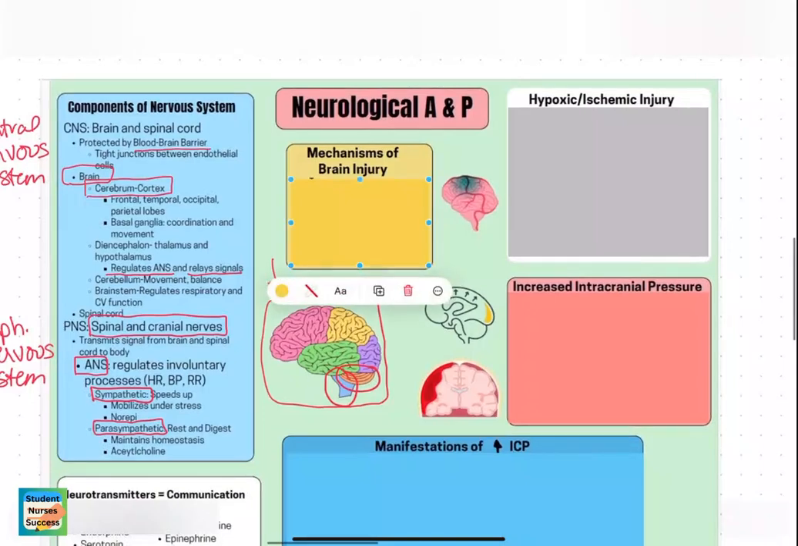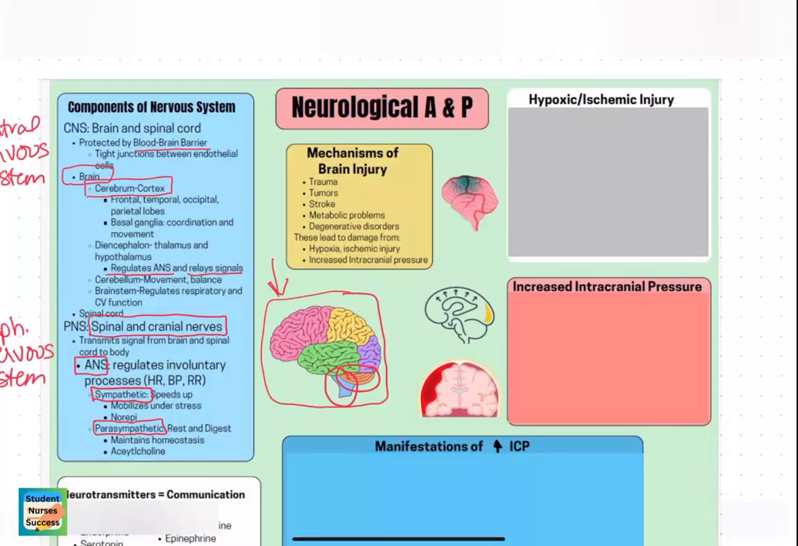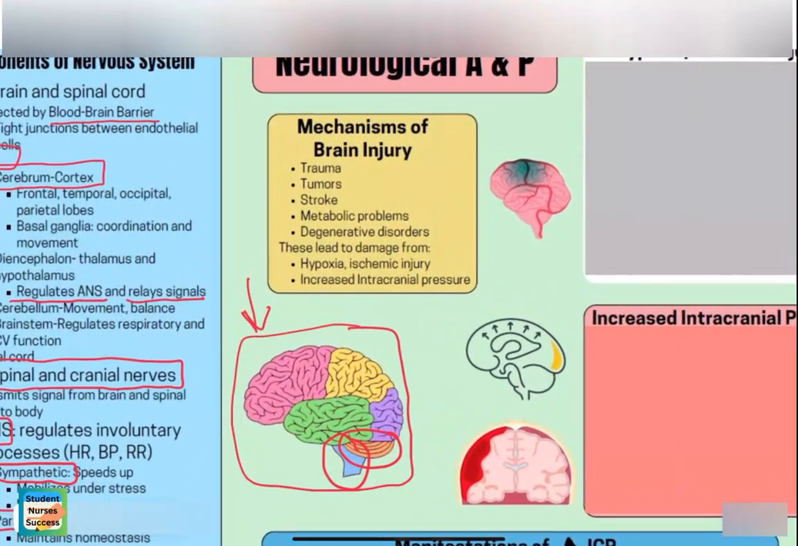Let's go up and talk about mechanisms of brain injury. There's lots of things that can injure the brain. You can have trauma, such as in maybe a TBI. You can have a tumor, which would take up space in the brain and cause pressure and injure the brain. You can have a stroke, and this picture here is kind of supposed to be representative of a stroke.